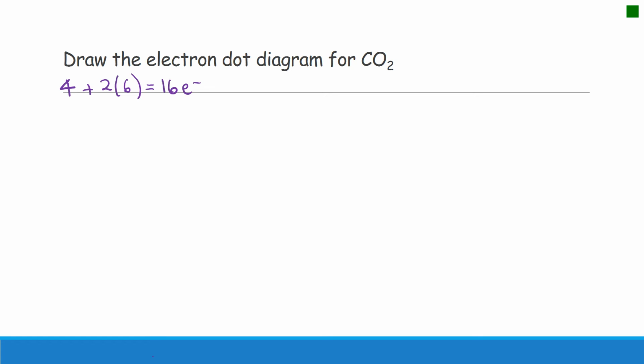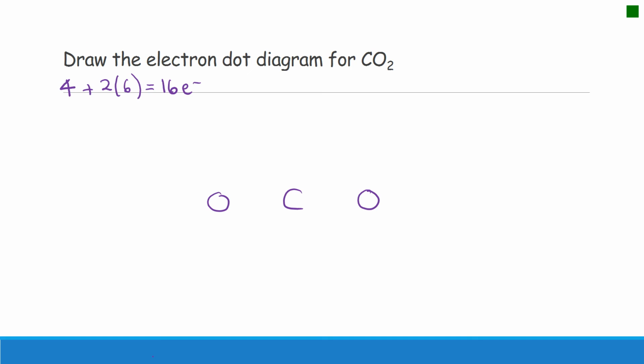Now carbon with 4 valence electrons is capable of forming 4 covalent bonds. Each of these oxygens, with 6 valence electrons and needing 2 more, is capable of forming a double bond, or 2 bonds. The atom that can form the most bonds is carbon, so carbon becomes our central atom. We put carbon, oxygen, and oxygen.